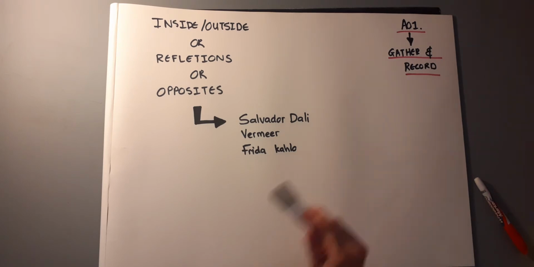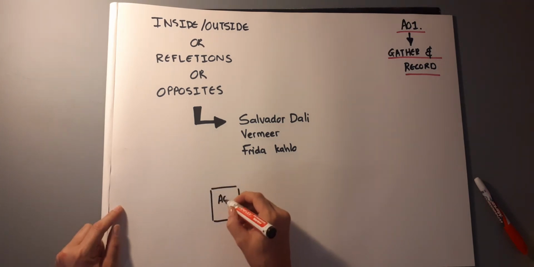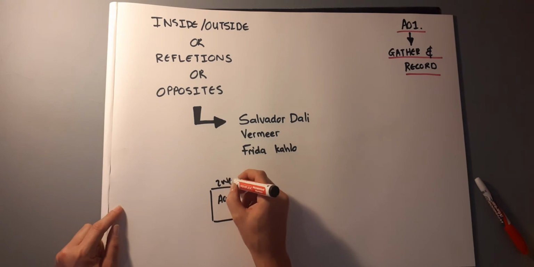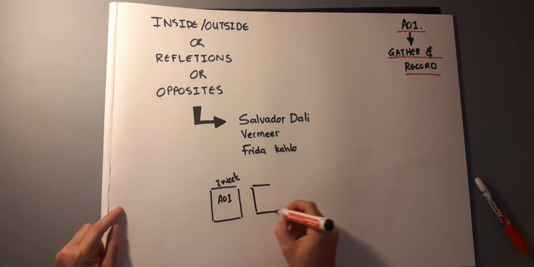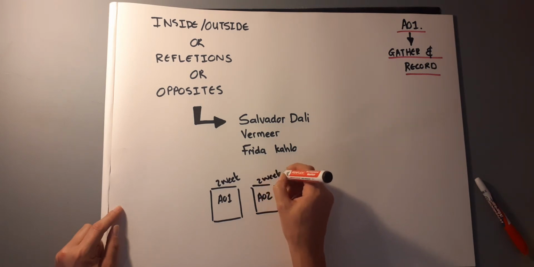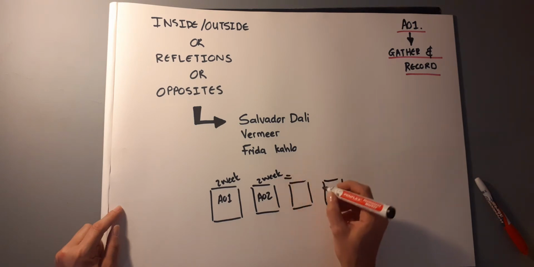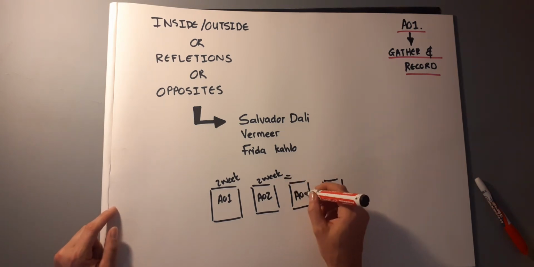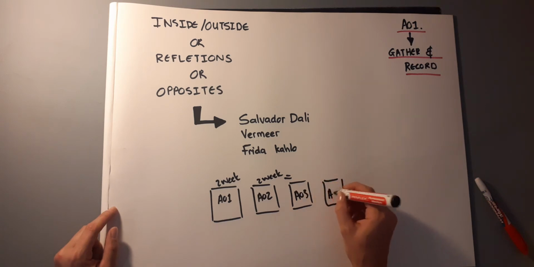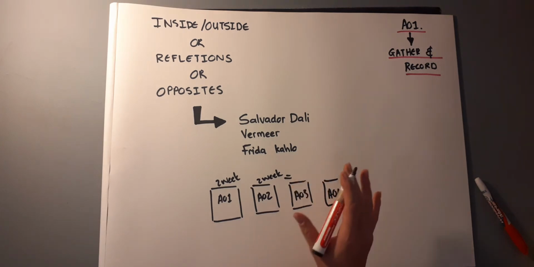Okay, so this assignment, by the way, is going to be split up into 4 consecutive snippets. AO1, 2 weeks. AO2, also 2 weeks. AO3 and AO4, the same. Okay, so let's discuss AO1, since this is the first one that you guys will have to get finished before you can do anything else.